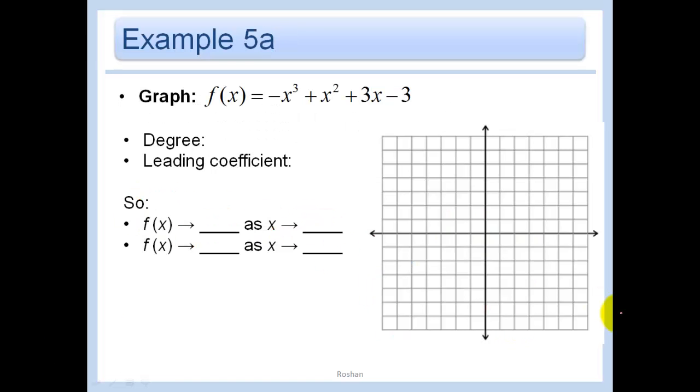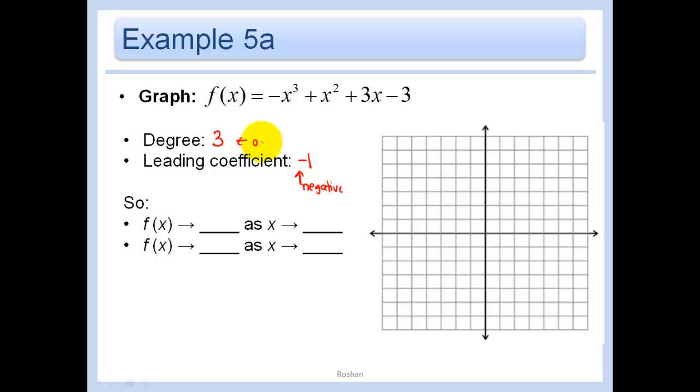Now let's go ahead and try and graph these. What I care most about is that we're getting this degree and leading coefficient and able to fill out this chart. Otherwise, we're just plotting points, which you all know how to do. The degree of this is just cubic. It's already in descending order. And the leading coefficient is -1. So it is negative.